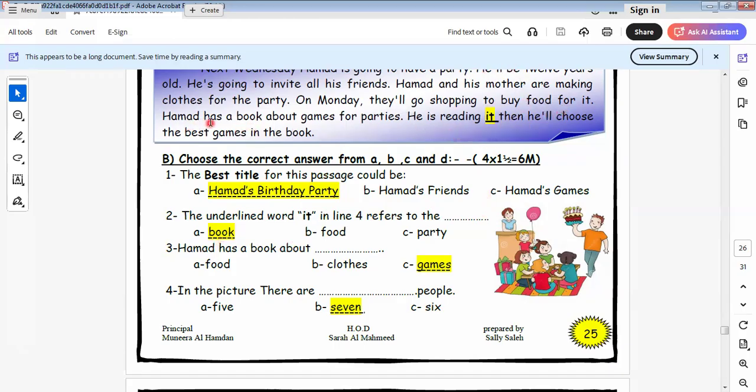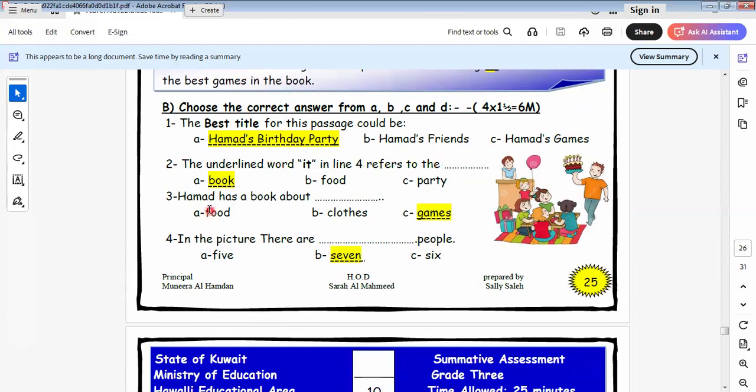Here is Hamad. He has a book about games for parties. So here we use it, it refers to what? It refers to the book. So I put here book. Let's go. Hamad has a book about games.